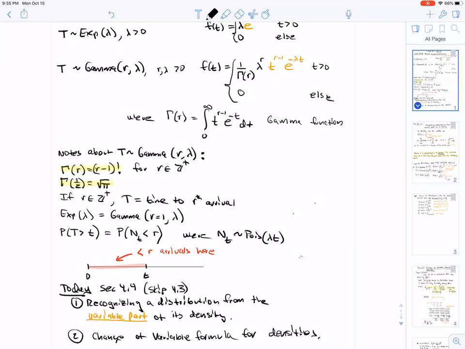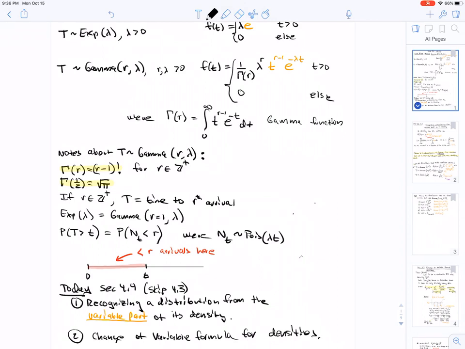We have the gamma function, which when r is a positive integer is just (r minus 1) factorial. But the gamma distribution allows the parameter r to be any positive real number, and it can be shown using calculus that gamma of 1/2 is the square root of pi. So if r is a positive integer, T being gamma is the time to the rth arrival. So the exponential lambda is equal to gamma r equals 1, lambda.